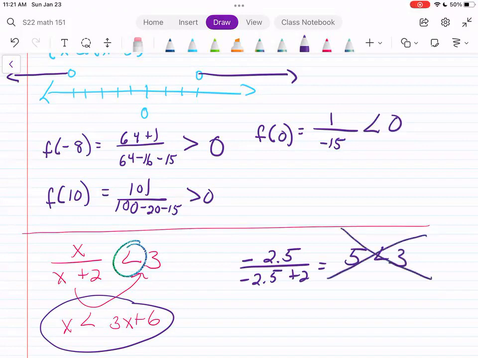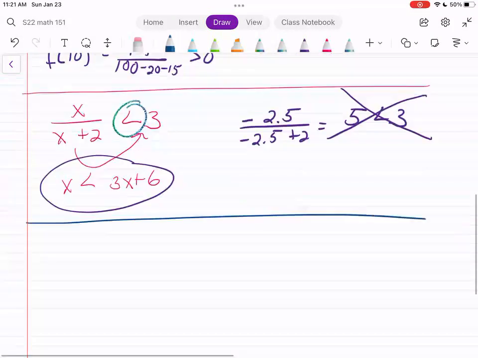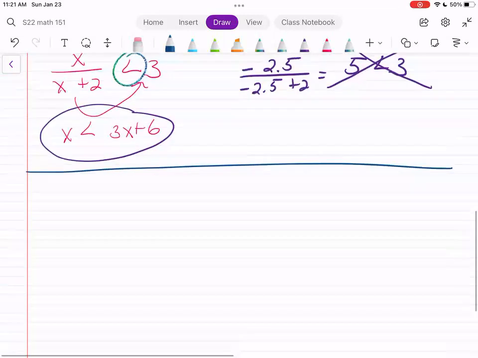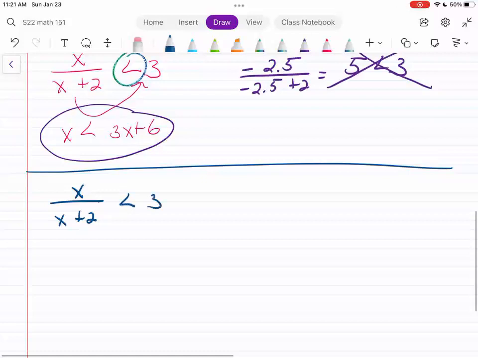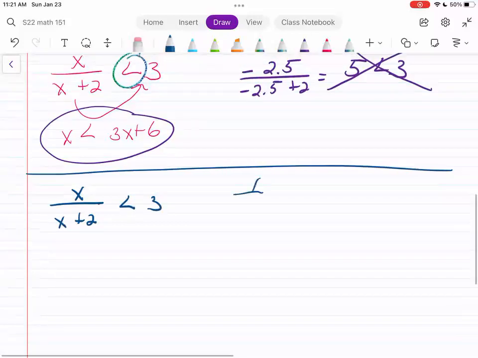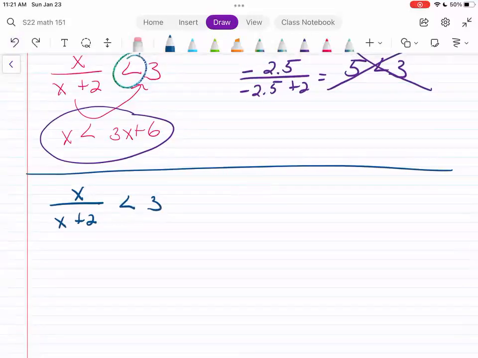And 5 is not less than 3. We assumed x plus 2 was positive, but we didn't consider the negative. So let's look at how to take this into account. We're going to solve two inequalities simultaneously. So let's look at x over x plus 2 is less than 3, and x over x plus 2 is less than or equal to 3.